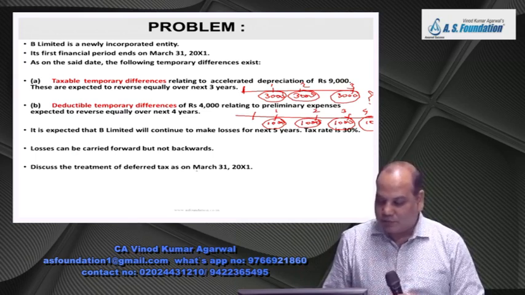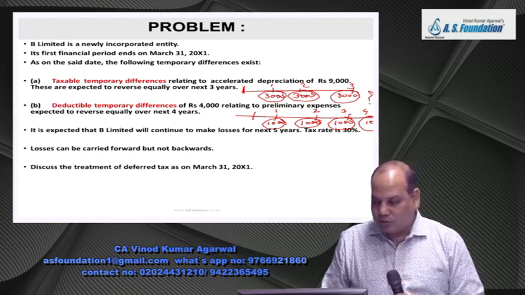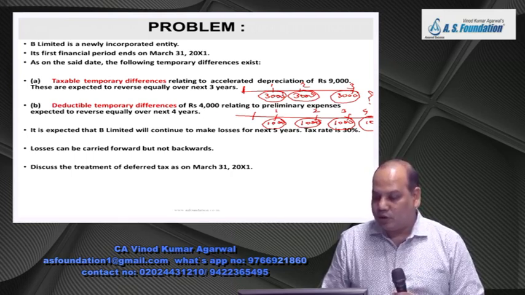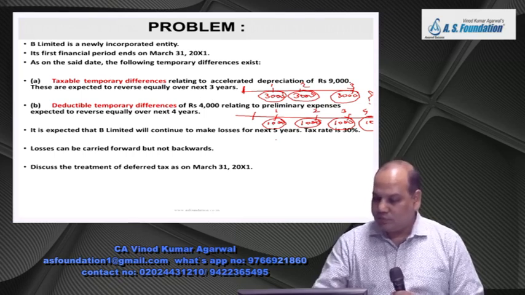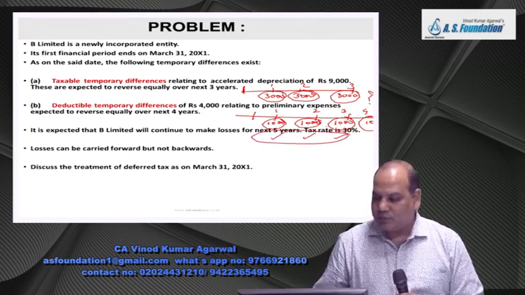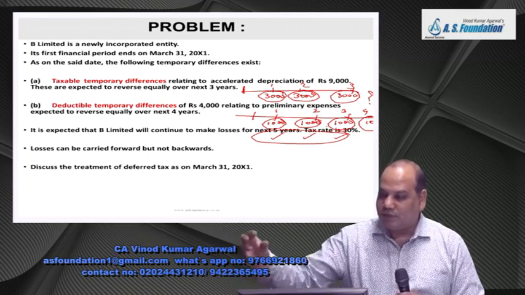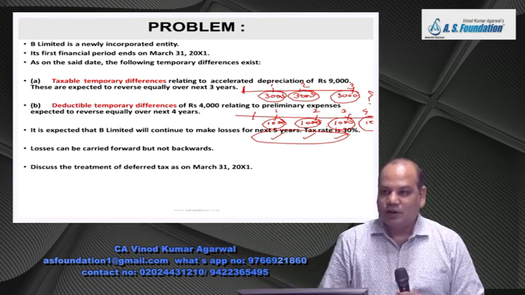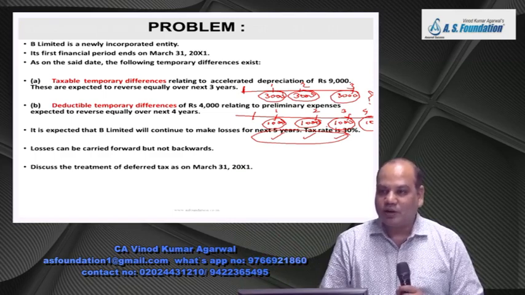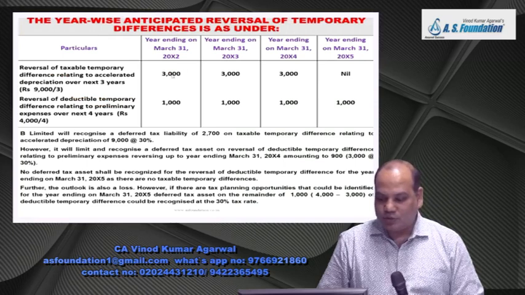Discuss the treatment of deferred tax on 31st March 20x1. Now, will you create DTA on 4,000, or will you create DTA only on these 3,000 for which we will have sufficient TTD, and not create DTA for that last 1,000? That will only be disclosed as unrecognized DTA. Yes or no? Yes.